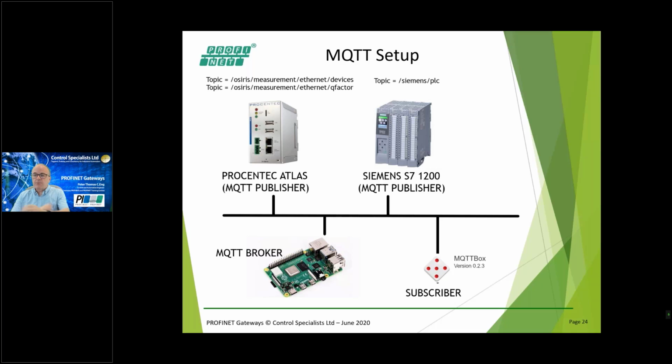In the case of the ProCentec Atlas, which is a PROFINET diagnostic tool, if you look in their manual, they publish 3 topics, and the topics have got a particular path. The first one is /Osiris measurement Ethernet devices, and the other one the same, ending with Q factor. We can't control this, we can't change it, we can't change what we're going to get. If we want to see what we get, we subscribe to it. On the right hand side, we've got an S7, well, it says S7 1200.